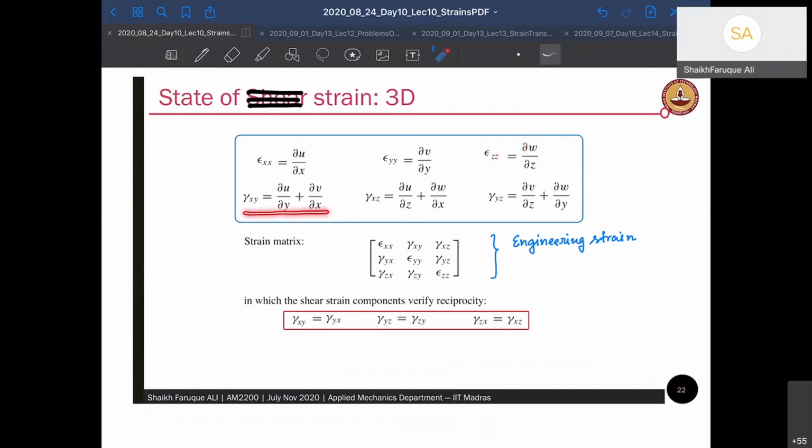So gamma xy will be given by this, gamma xz will be given by this, and so on and so forth. The strain matrix, so state of strain at a point in a 3D member, is going to be given by epsilon xx, epsilon yy, and epsilon zz as diagonal elements. And off diagonals are gamma, which are for shear strains. So these are all shear strains. And this is called engineering strain. I'll tell in a minute why it's called engineering strain. And also note that gamma xy is going to be gamma yx because complementary shear stresses are equal. So complementary shear strains will also be equal. Same here and same here.